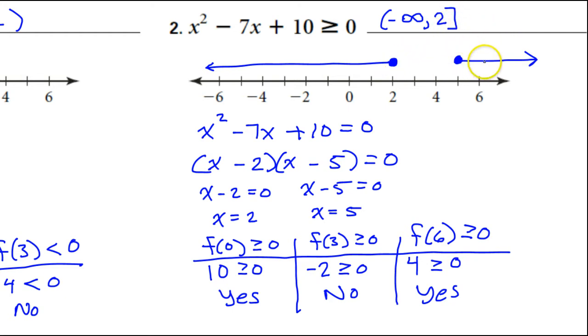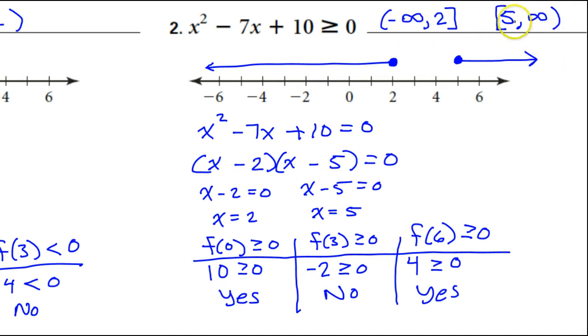And then this interval to the right goes from 5 to infinity. So I'm going to put 5 to infinity, positive infinity. Again, I'll put a bracket on the 5 to show that 5 is included. That's what the closed circle means as well. Infinity always gets a parenthesis.